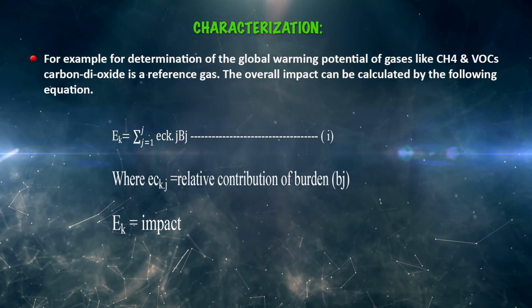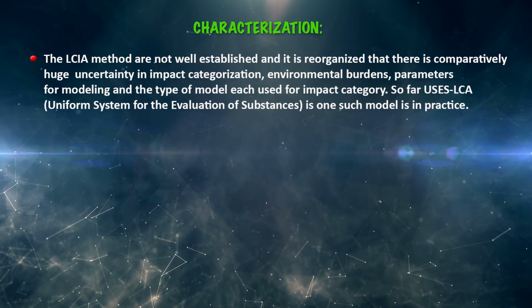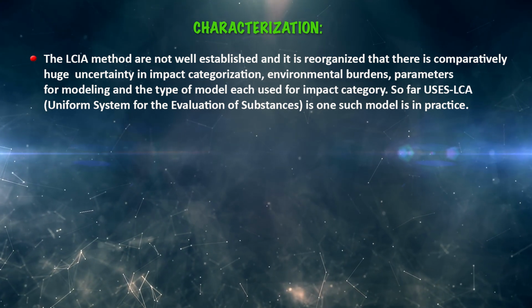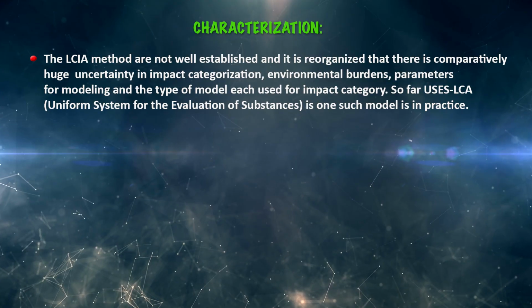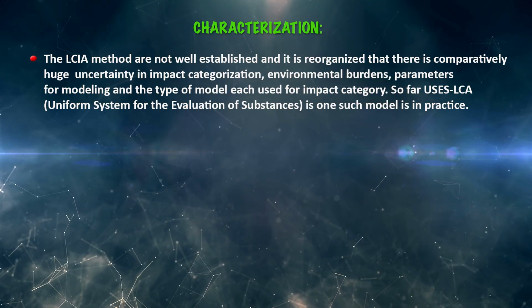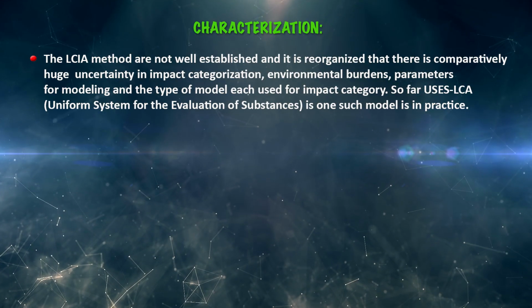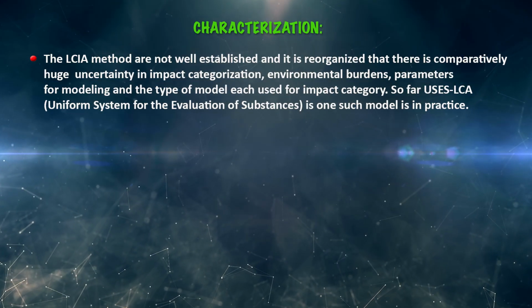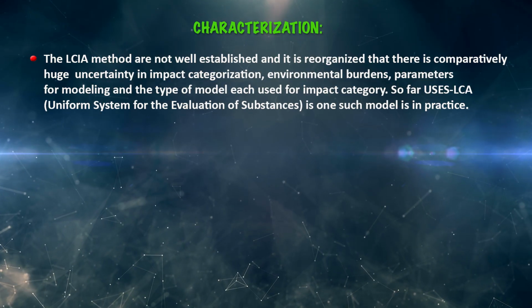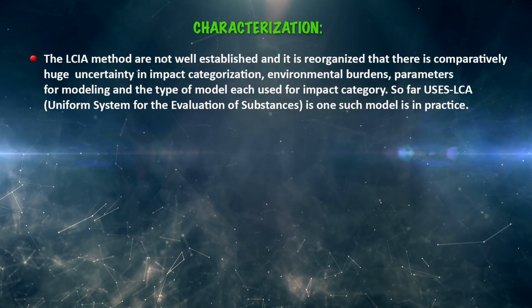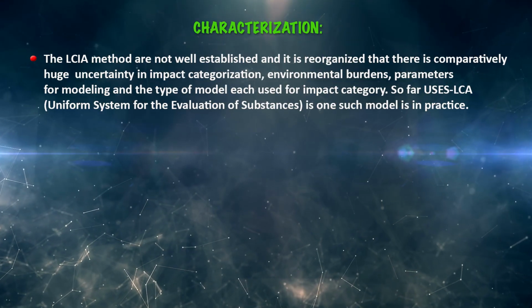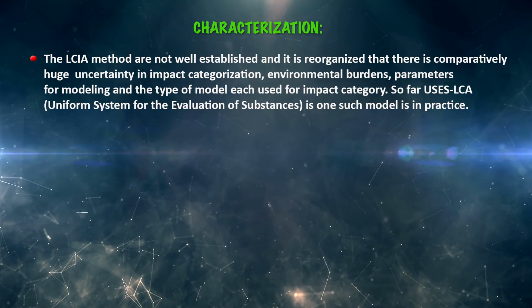and then impact. So, the life cycle impact analysis method is not well established, and it is recognized that there is comparatively huge uncertainty in impact categorization, environmental burdens, and parameters for the modeling and the type of models that are used for the impact category. So far, a uniform system for the evaluation of substances is one of the models which is in practice. Next is the normalization.